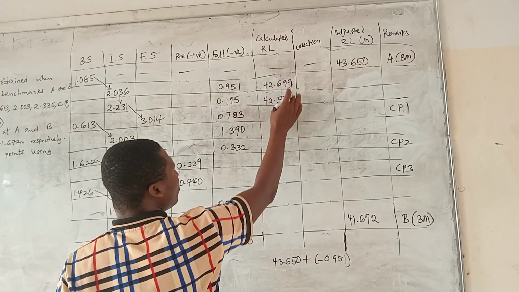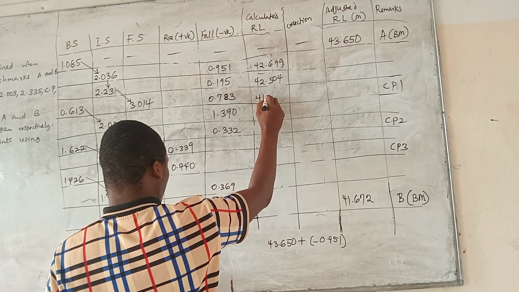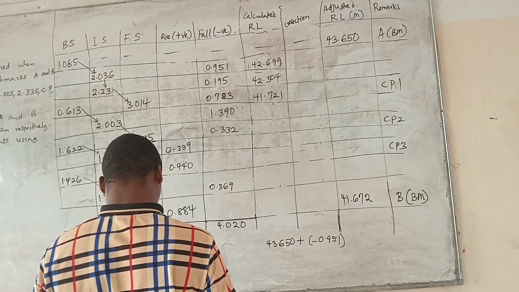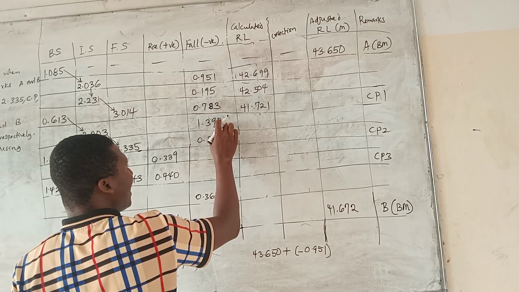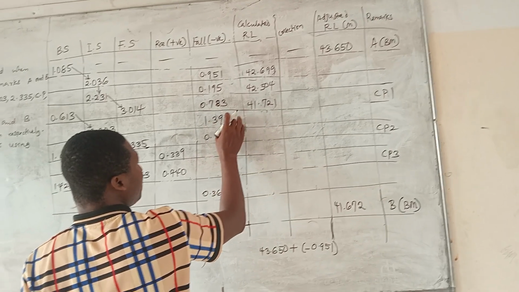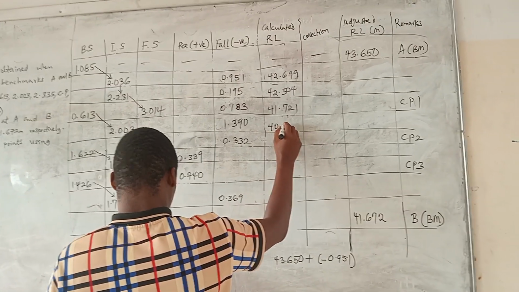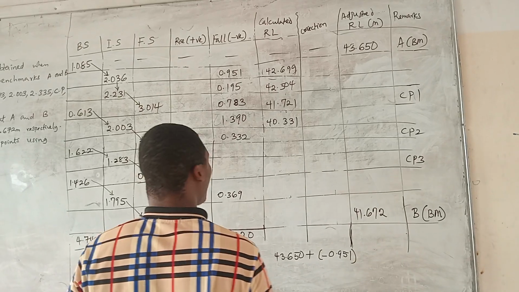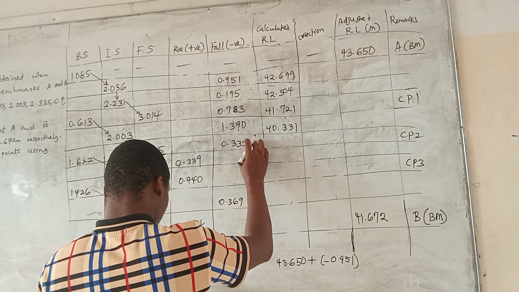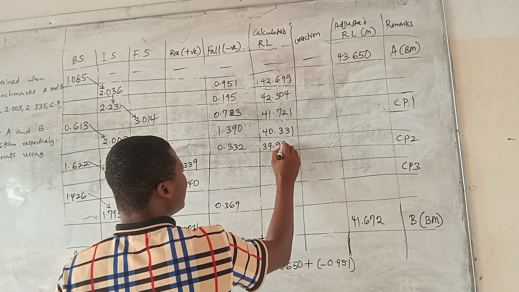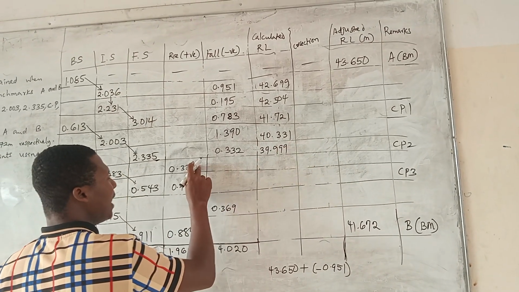Then this one that you just got minus this one again, since it's still under fall, gives you the next reduced level here, which is 41.721. Alright, so 41.721 minus this one, and what's it called now? Fall here. Yes, it's fall. So this one now minus this will give you 40.331. So you continue like that. This one now minus this, since it's negative, we have 39.999. Alright. Well, you will notice that here now is rise, so you add this and this together.